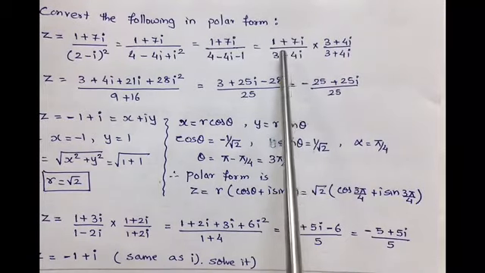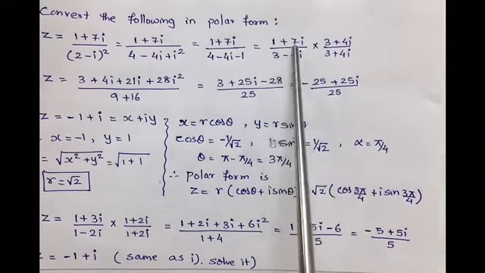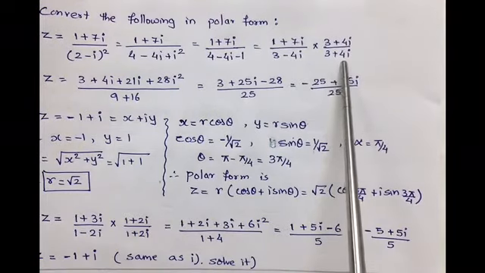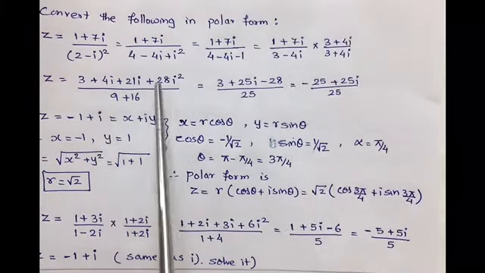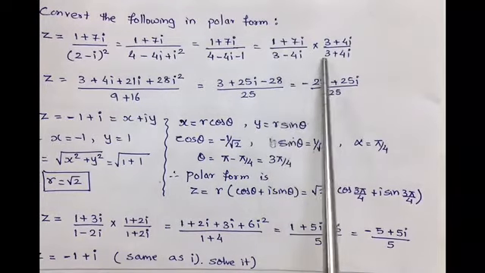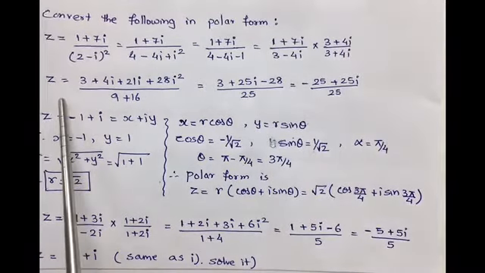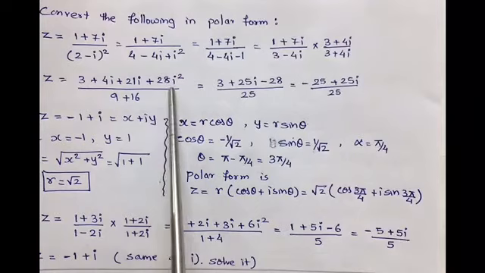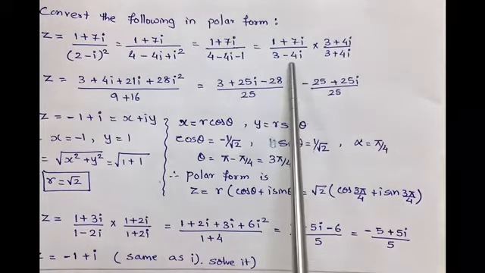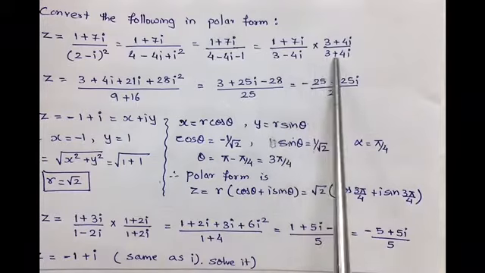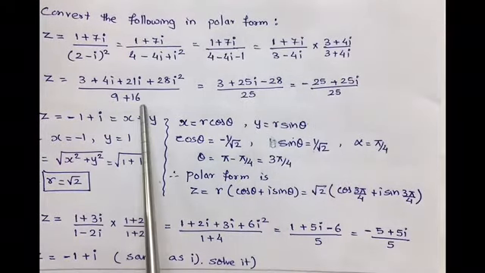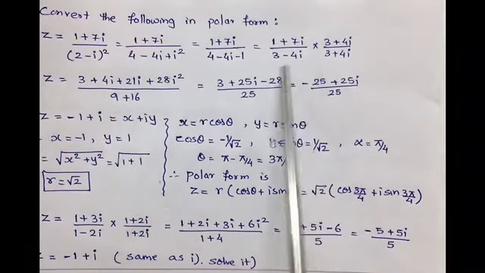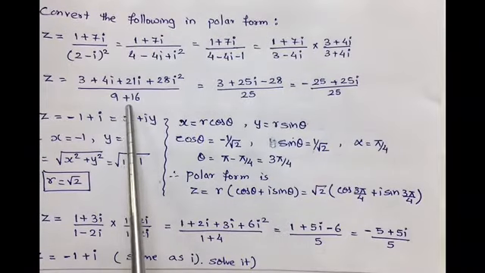Simplifying the denominator, we get 1 plus 7i upon 3 minus 4i. Multiplying and dividing by its conjugate, we get z is equal to 3 plus 4i plus 21i plus 28i square divided by, using a square minus b square form, 9 plus 16. Here the minus sign won't come in between because i square value becomes minus 1, so minus minus makes it plus.